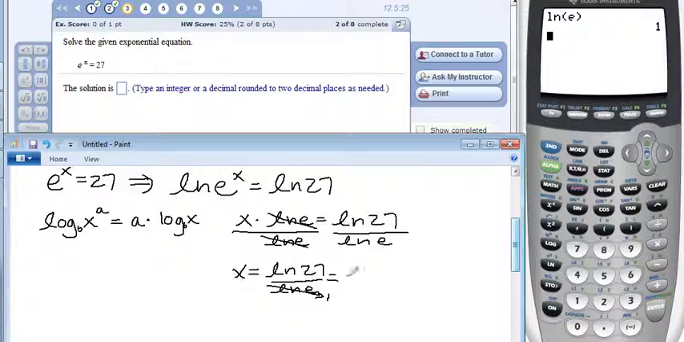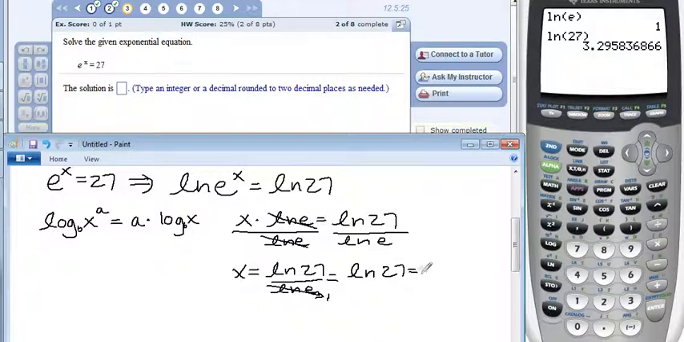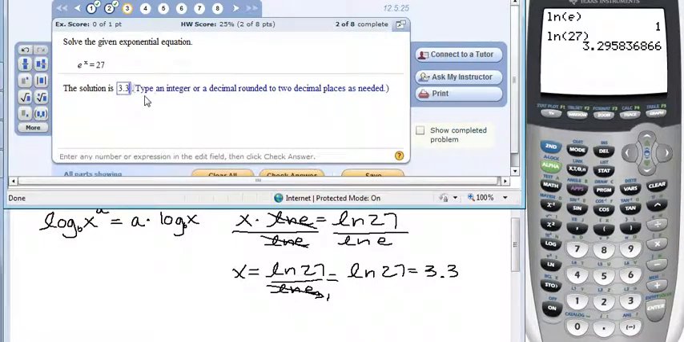So really, this is equal to the natural log of 27, which is this. Okay, we have 2 decimals. Remember we said it was between 3 and 4, and it is, 3.3, right? That's rounded to 2 decimals. I would never have known that.